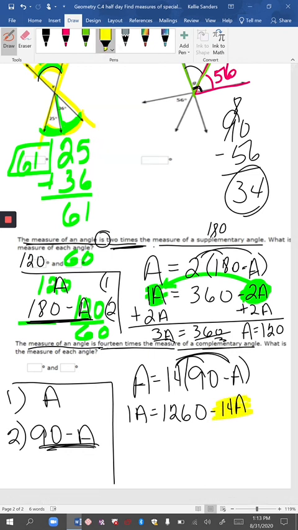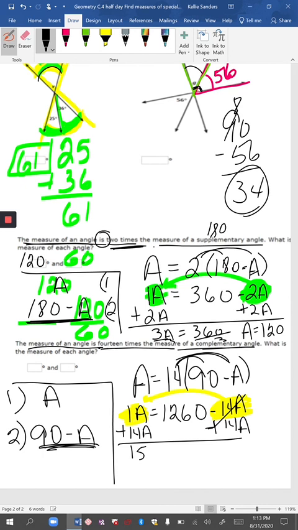We're going to move this A over with this A. We're going to add 14A and get 15A. We're going to divide by 15. Not going to lie, I have no idea what that is. So I'm going to grab my calculator and do 1260 divided by 15 is 84. So our first A is 84.